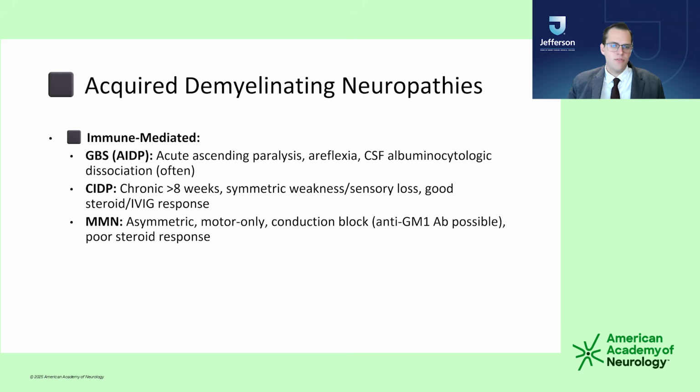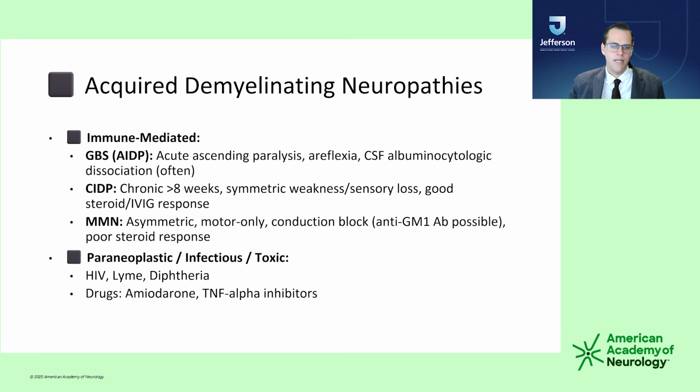So for immune-mediated, here are some examples. AIDP is an acute ascending paralysis with areflexia. You'll see CSF albuminocytologic dissociation. It's often present, but not always. For CIDP, the patient will have symptoms for more than 8 weeks. They'll have symmetric weakness or sensory loss, and they usually have good steroid and IVIG response. For MMN, or multifocal motor neuropathy, it's asymmetric, motor only. They'll have conduction block. Anti-GM1 antibodies are possible on your lab tests, and they usually have a poor steroid response.